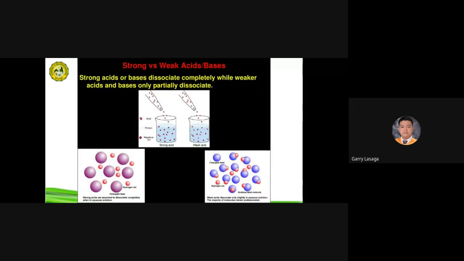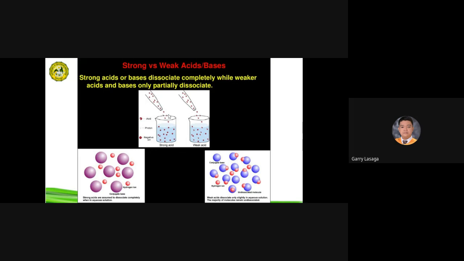So how do we differentiate a strong acid from a weak acid or bases? So earlier, on the concept of the pH partition hypothesis, we said that most of the drugs that we are using are weak acids and weak bases. But we also have those substances that are considered to be strong acids and strong bases. So strong acids or bases dissociate completely, while weaker acids and bases only partially dissociate when they are subjected to an aqueous solution.